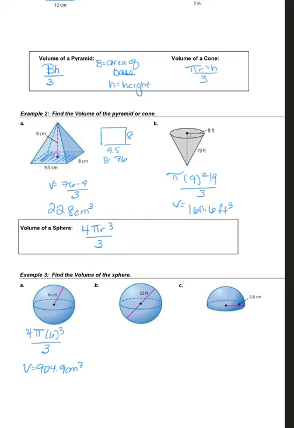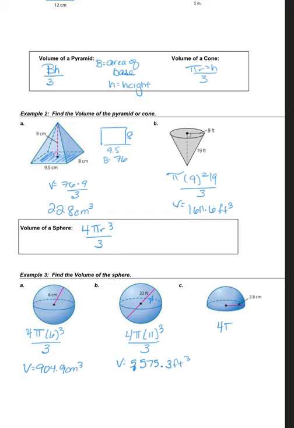All right, looking at part B, this one gives us the diameter. So the first thing I have to do is cut that in half. So we're going to be dealing with a radius of 11. So this one's going to be 4 pi 11 cubed divided by 3 for a total volume of 5,575.3 feet cubed.